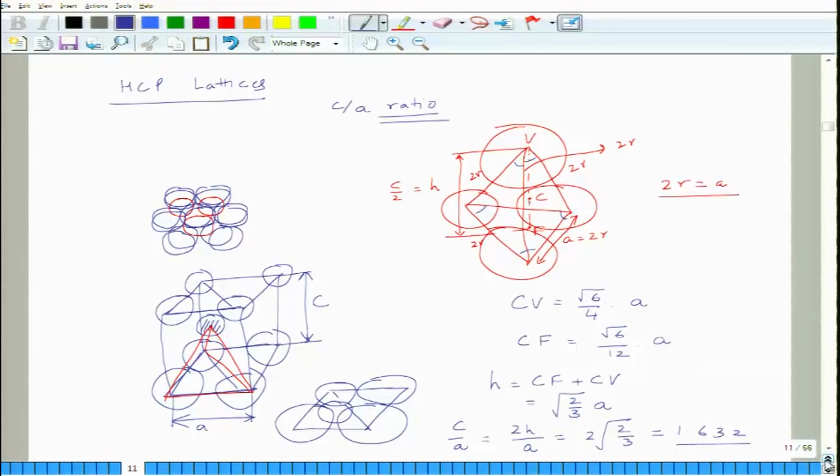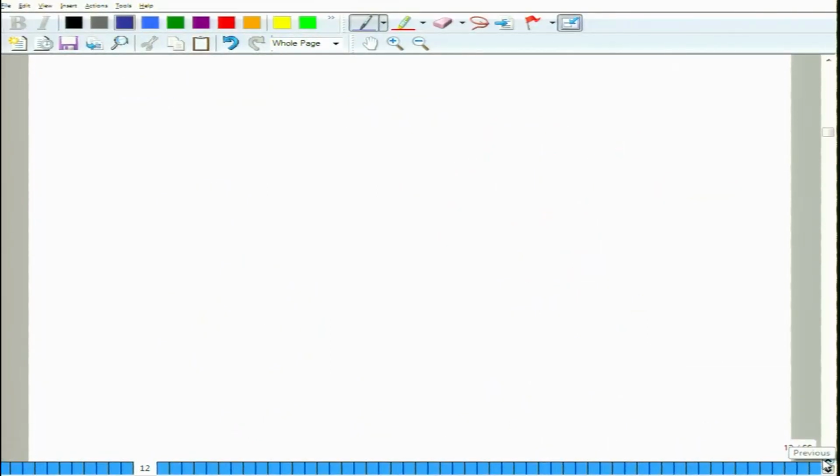All right. So, this is where we will end this lecture. In the next lecture, we will talk about interstices in these structures, and the structure of some common metals and alloys. Okay.